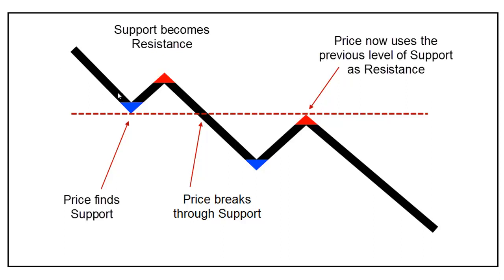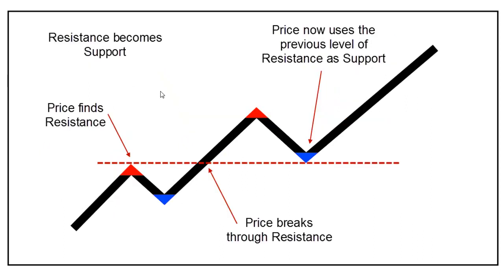Now this is an example of support turning into resistance, and this is an example of resistance turning into support. Price gets up to a level, gets rejected, and that forms an area of resistance. The market moves, breaks through that level, but then comes back down to do what they call testing. It tests this level and then bounces off of it. So what was resistance turns into support.